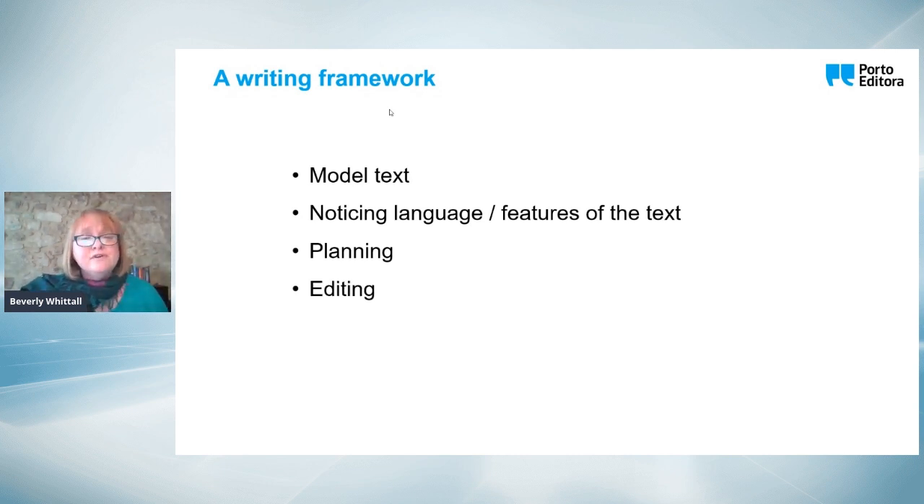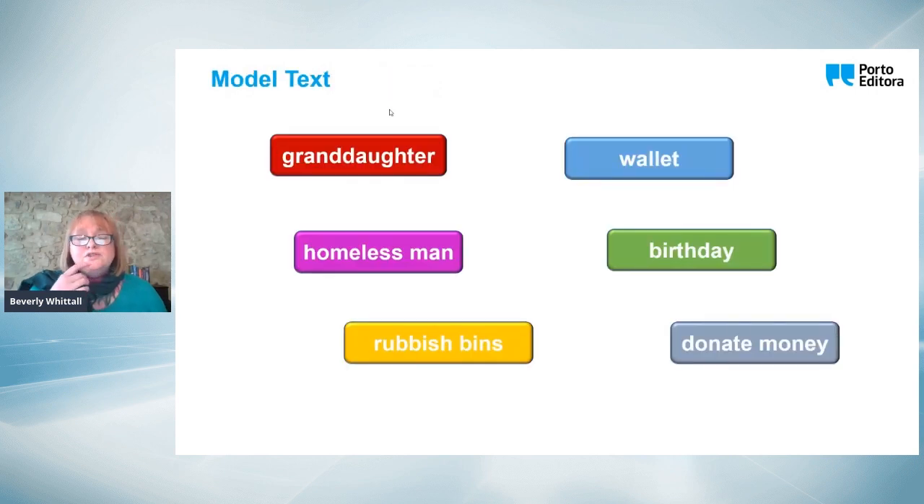So let's have a look at that first stage. Students really need to know what is expected of them in the writing task, what the finished product should look like, and using a model is a good way of doing this. But before looking at the text as a model for their writing, we need to engage the students in the topic, in the theme of the text, as we would with any normal reading text.